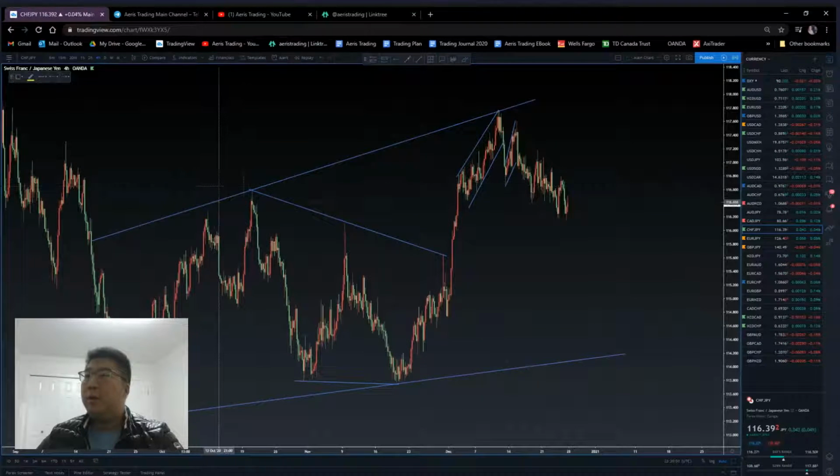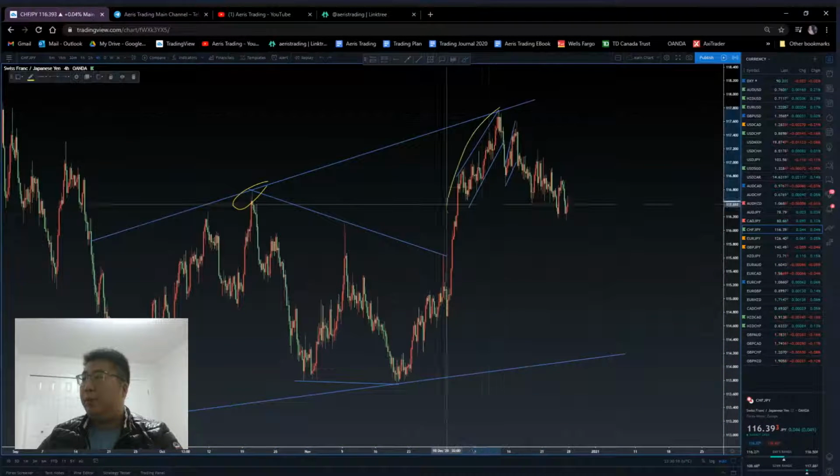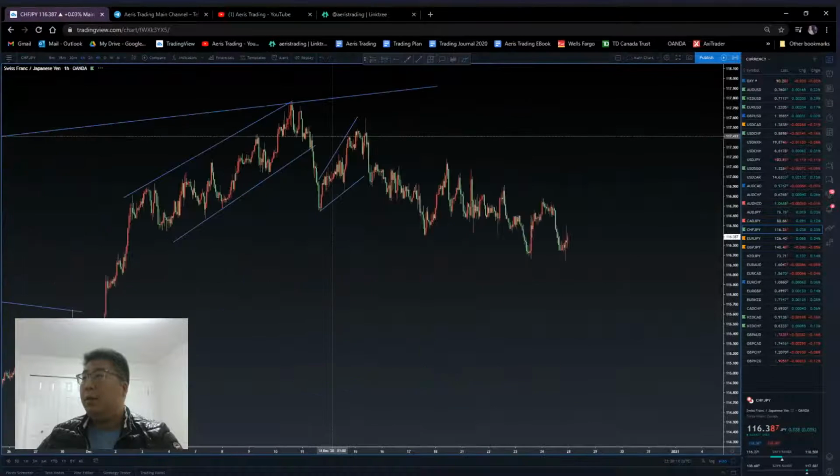So Swiss Yen, let's talk about this. We had this potential structure completion here. It's an expanding kind of structure. We had this previous top, and we got to the previous top pretty correctively in an ascending channel with a lower time frame push down.